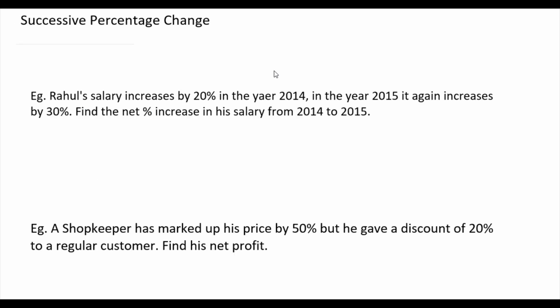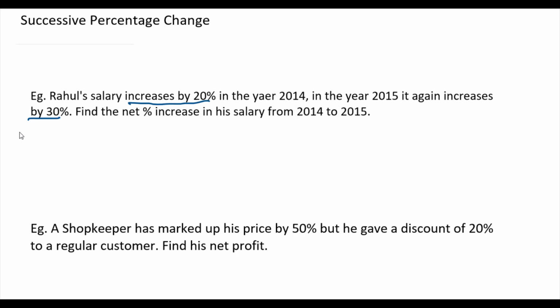So now moving ahead, we will see what is successive percentage change. Let us understand with an example. Rahul's salary increases by 20% in the year 2014 and in the year 2015 it again increases by 30%. What we have been asked to find is the net percentage increase in his salary from year 2014 to 2015. So it has increased by 20% and then again by 30%.